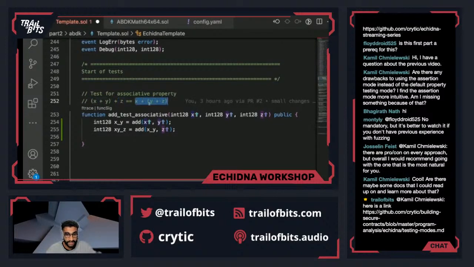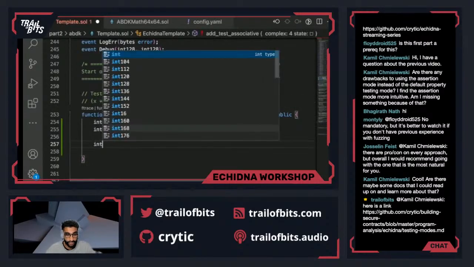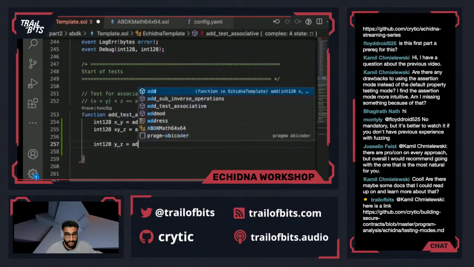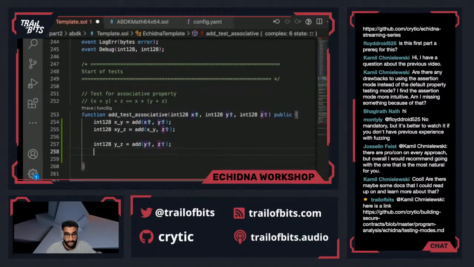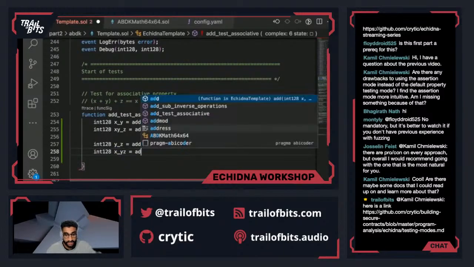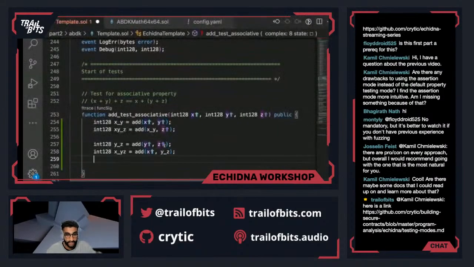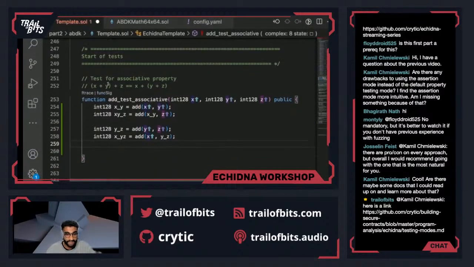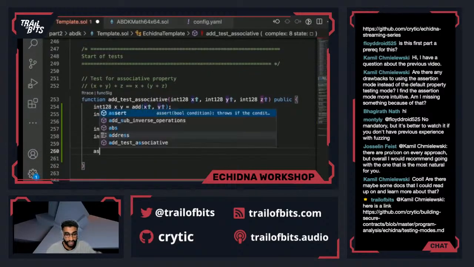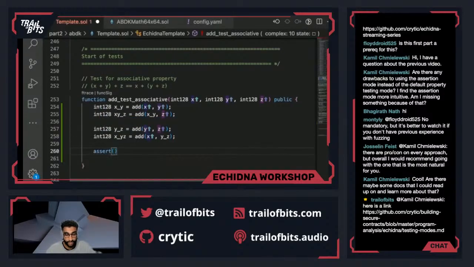Now let's do the same thing on this side, where we'll first do y plus z, and then we'll add x to it. So we'll do int128 yz is the addition of y and z. And then int128 xyz is the addition of x to yz. Note again, we honored the order of operations here. Okay, so we have the left side done, the right side done, and now we're going to assert. I want Echidna to prove me wrong or prove that I'm right, that the left side of this operation, x plus y, which is evaluated first, plus z, is equal to the right side of the operation, x plus yz.